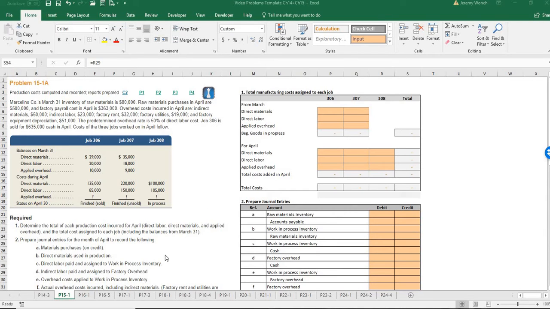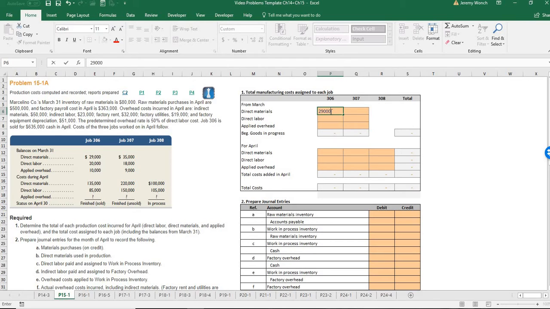The first thing it wants us to do is determine the total of each production cost incurred in April, and the total cost assigned to each job, including the balances on March 31st. So we're going to go over here to our job cost sheet, where we have jobs 306, 307, 308, and we're just going to fill out our costs. First we're going to plug in the costs from the prior month, and those are right here.